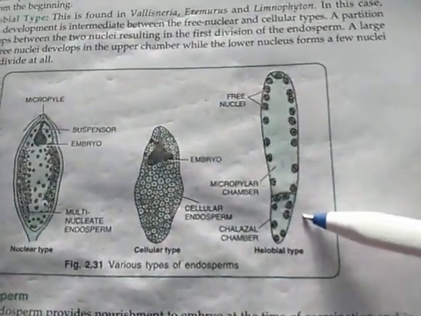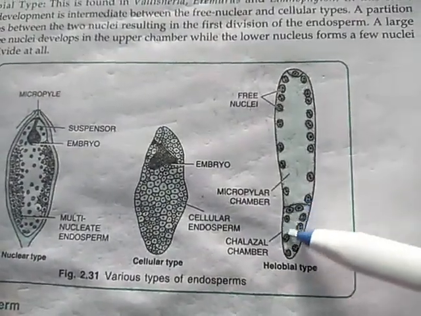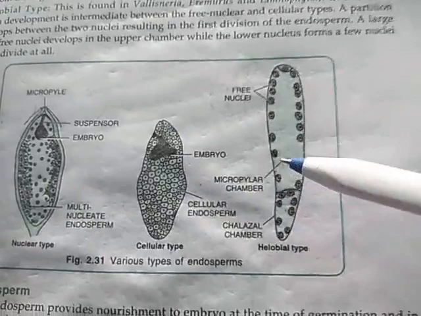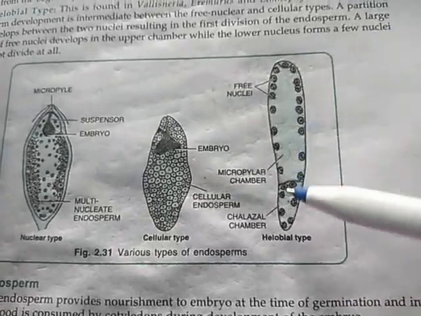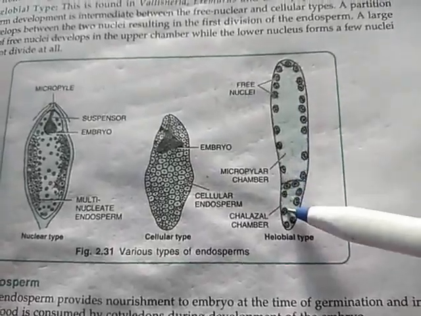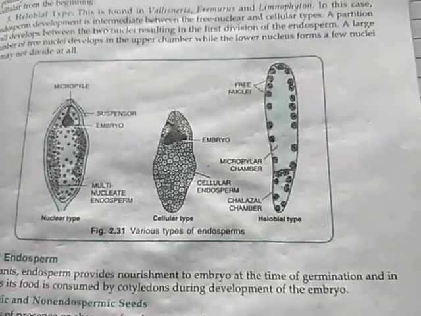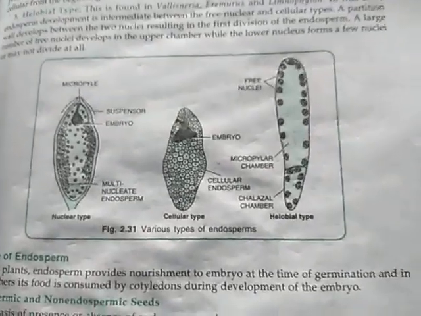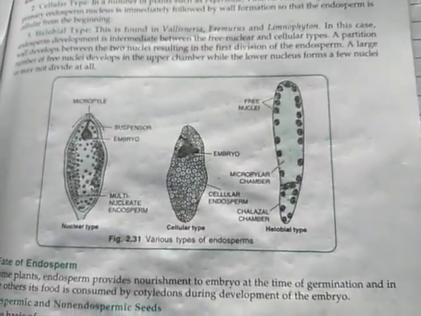Now let's see the diagram for the helobial type. See, this is the helobial type of endosperm. If we see this side, we have the chalazal chamber, which is cellular type, and this micropylar chamber is free nuclear type. So both conditions are present. So this was the endosperm formation in flowering plants. Now very soon, in the next video, we are going to talk about embryogeny, or formation of the embryo.